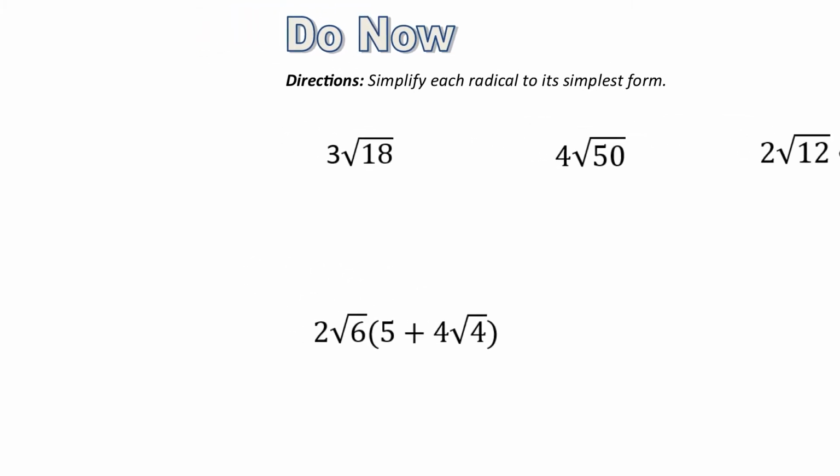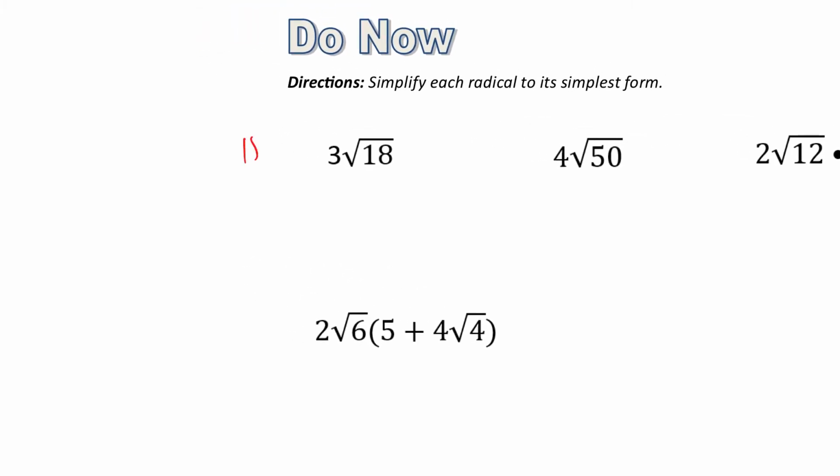Okay, so to simplify 3 square roots of 18. We break down 18, which breaks down as 2 times 9, and then you get 2, 3, 3. So we have a 3 on the outside, and then 2, 3, 3 on the inside. Go and circle our pairs.